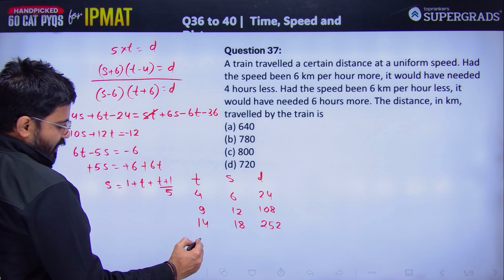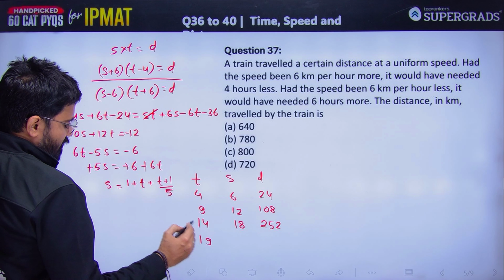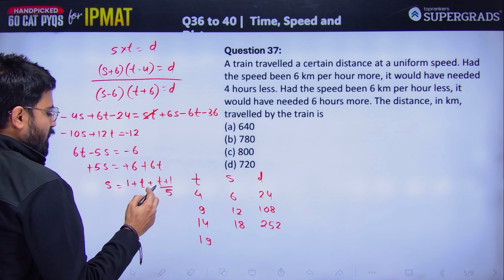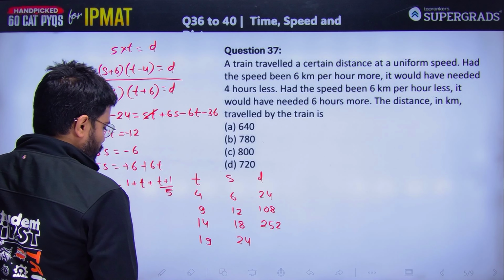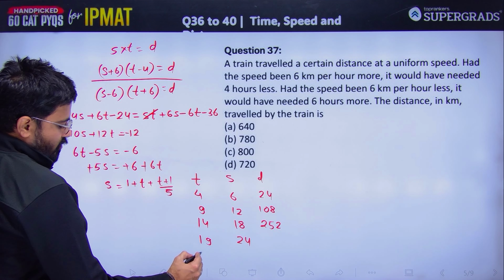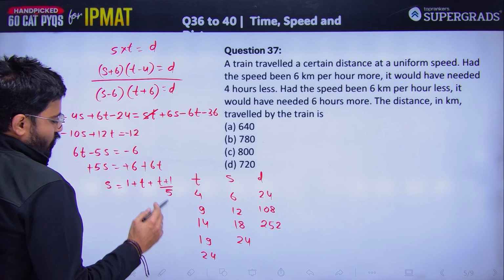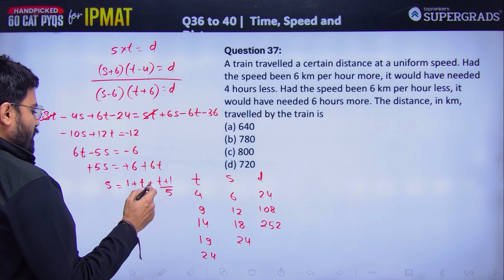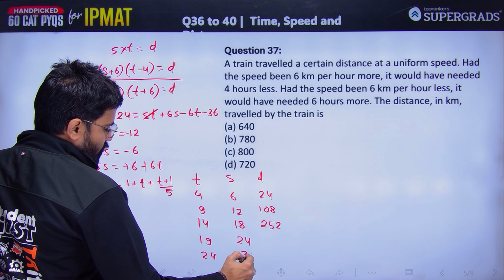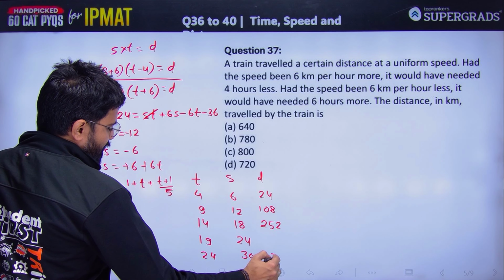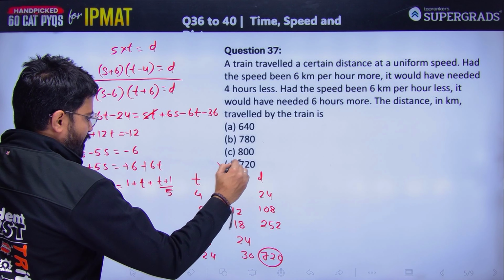नेक्स्ट 14 के बाद नेक्स्ट नंबर विल बी 19. अगर ये 19 है तो ये 4 हो जाएगा. 4 प्लस 19 इज 23. 23 प्लस 1 इज 24. एंड देन 24 रखूंगा. 24 प्लस 1 इज 25, तो ये 5. 5 और 24 इज 29, 30. 24 इंटू 30 ये कितना आ रहा है? 720. तो ऑप्शन में 720 दिया हुआ है.